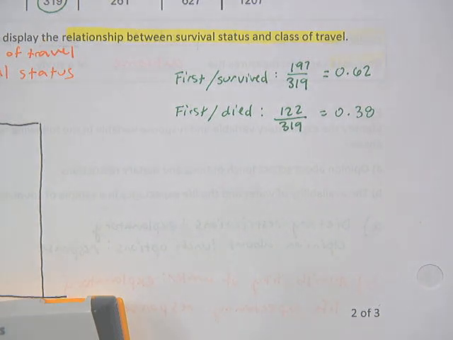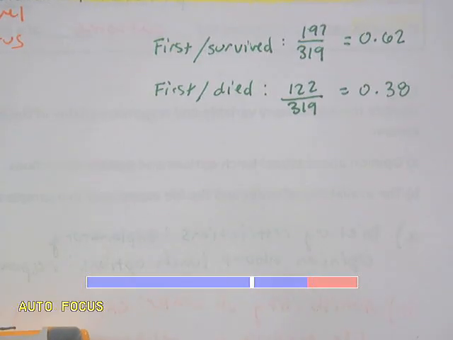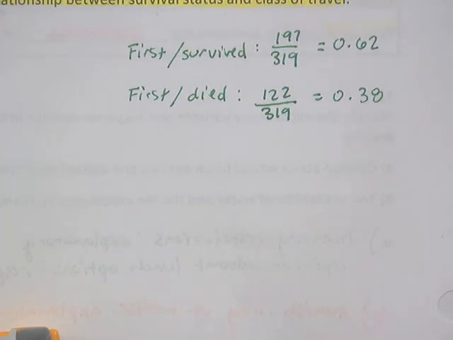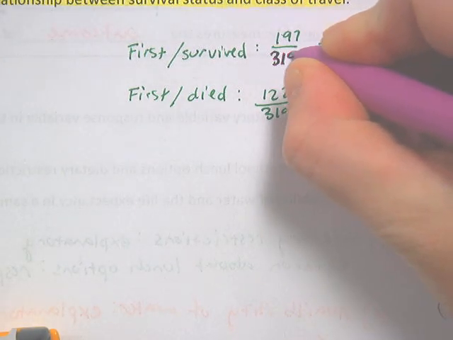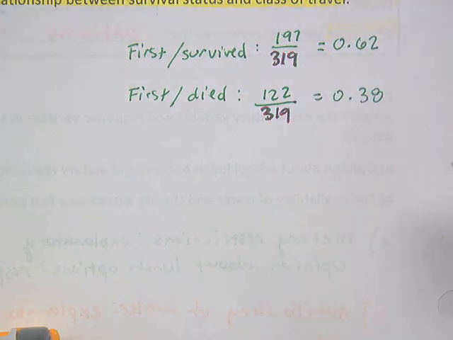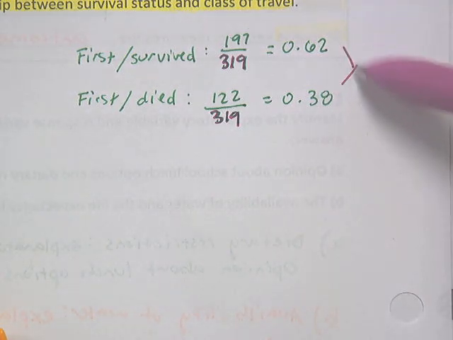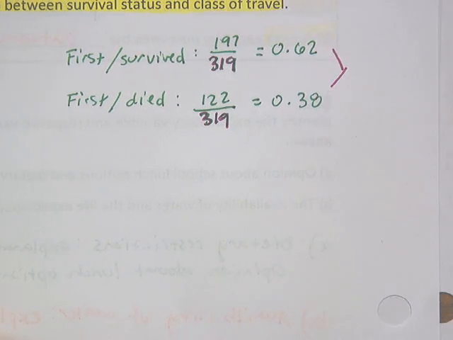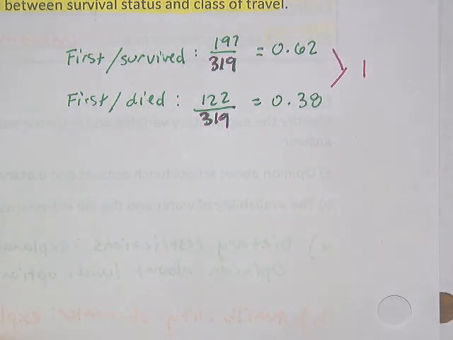A couple of little things to notice that will help those of you that like little patterns that make things easier in math. Look at these denominators. They're both 319. So both of the first class denominators match. Also, what do these decimals for all the first class passengers add up to? One whole, representing 100%. Okay. So that's a good way to check as well. You should get something close to 1.